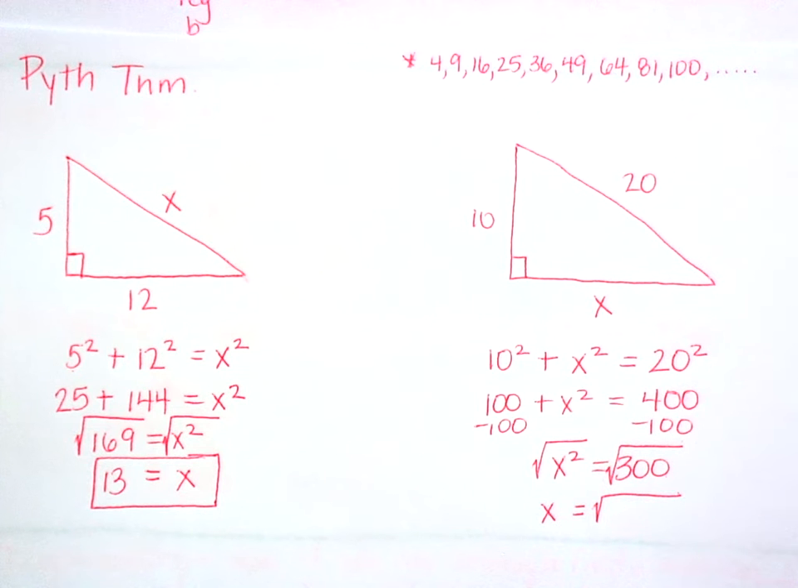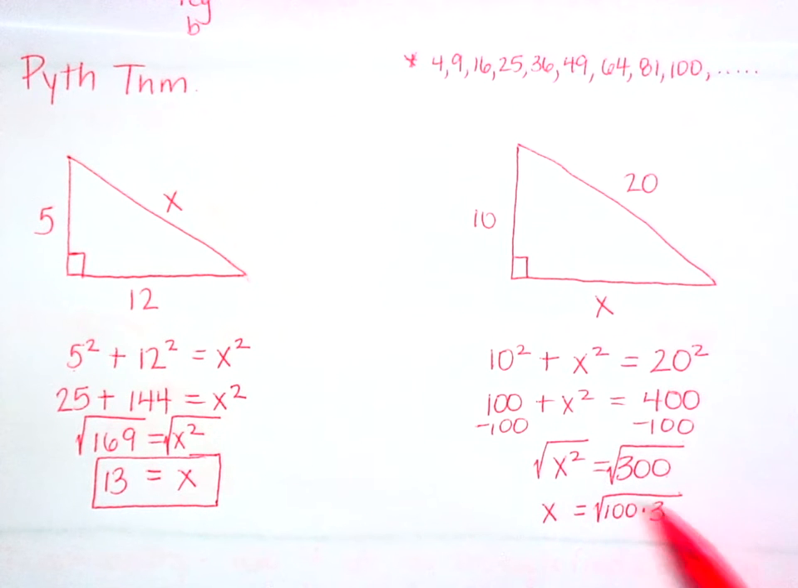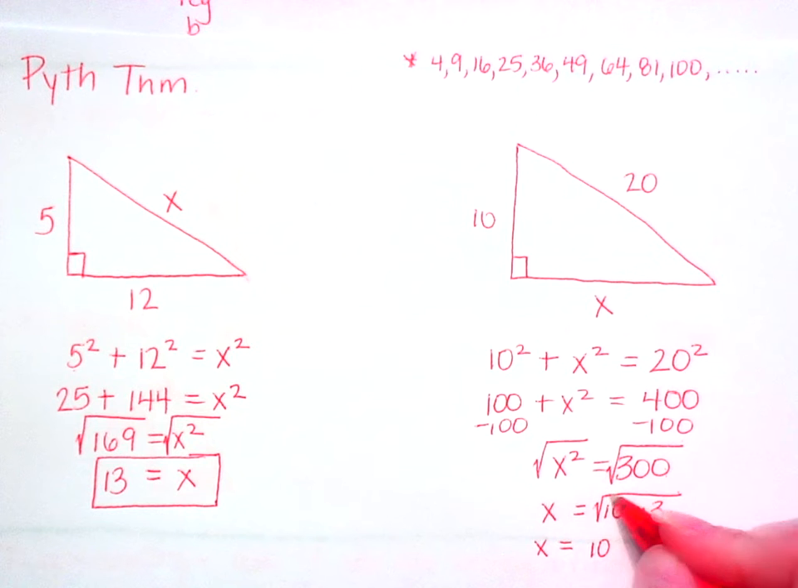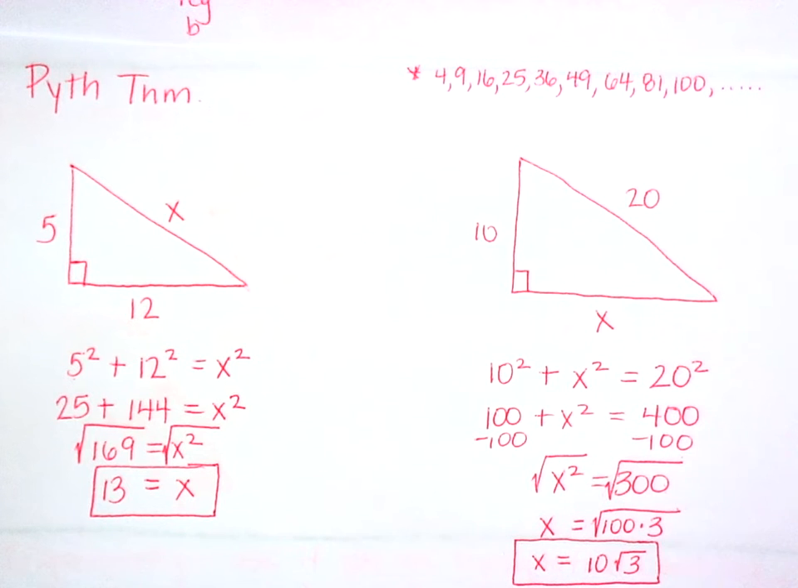But I can write 300 in a different way. I can write 100 times 3. That is 300. So this says square root of 300, and this says square root of 300. And then I simplify. The square root of 100, a simpler way of writing that is just 10. The square root of 100 is 10. And then I still have the square root of 3. And that's a decimal, so we leave it as the square root of 3. This is our final answer.